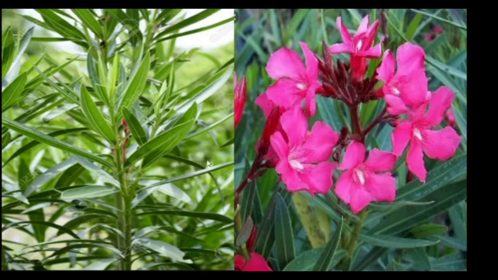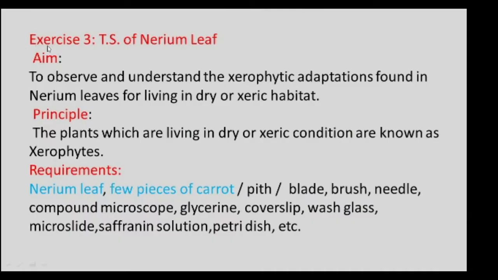This is a Nerium plant, a very good example of a xerophytic plant. Exercise 3, TS of Nerium leaf. Aim: to observe and understand the xerophytic adaptations found in Nerium leaves for living in dry and xeric habitats. Principle: the plants which are living in dry and xeric conditions are known as xerophytes. Dry and xeric conditions mean the same thing.